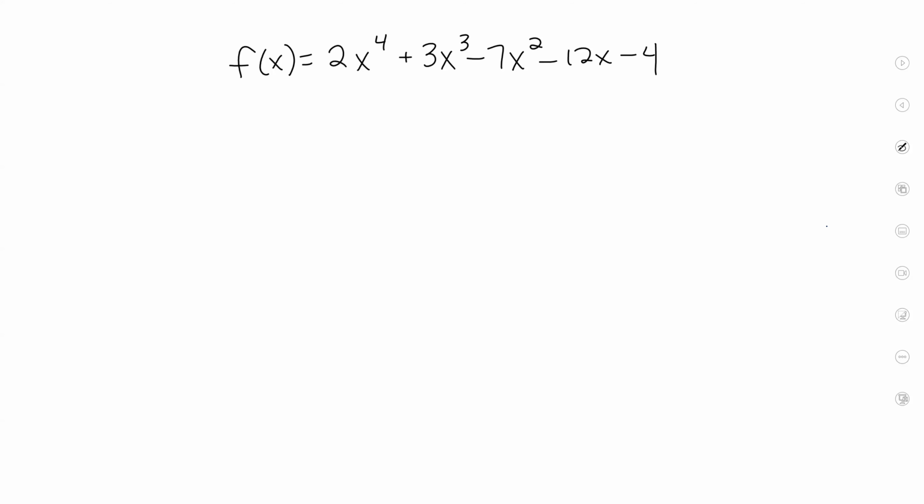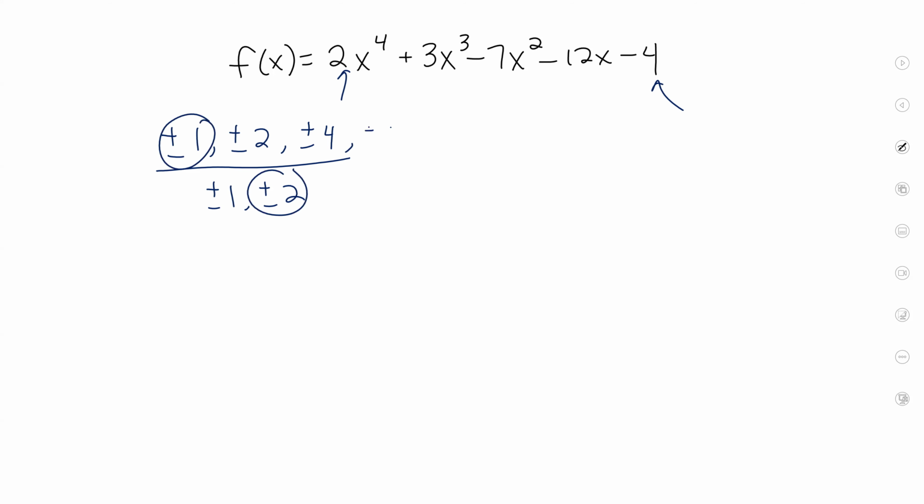Last example, I'm going to list all the factors of 4: 1, 2, and 4. And the factors of 2: 1 and 2. So that means to my list, I'm going to have 1 over 2. 2 over 2 is just 1, and 4 over 2 is just 2. So those are all my possibilities.